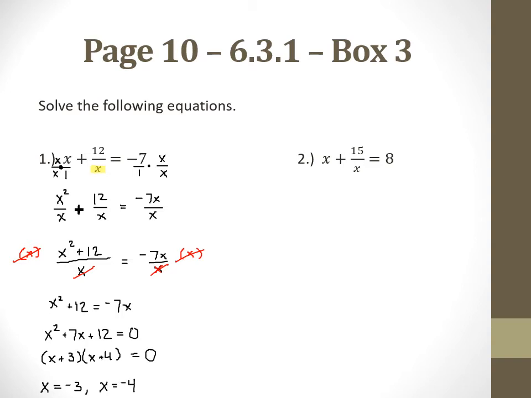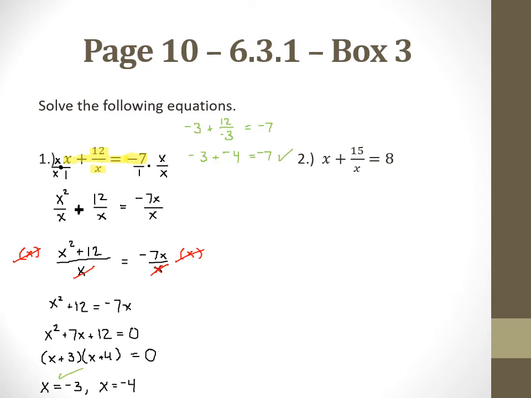And then we need to double check, going back to my first original problem, x plus 12 over x equal to negative 7. We'll plug these in and make sure that they are actually real solutions. So we'll start with negative 3. Negative 3 plus 12 over negative 3 is supposed to equal negative 7. So that's negative 3 plus 12 divided by negative 3 is negative 4. Negative 3 plus negative 4 equals negative 7. Yes, it does. That is true. So x equals negative 3 is a real solution.